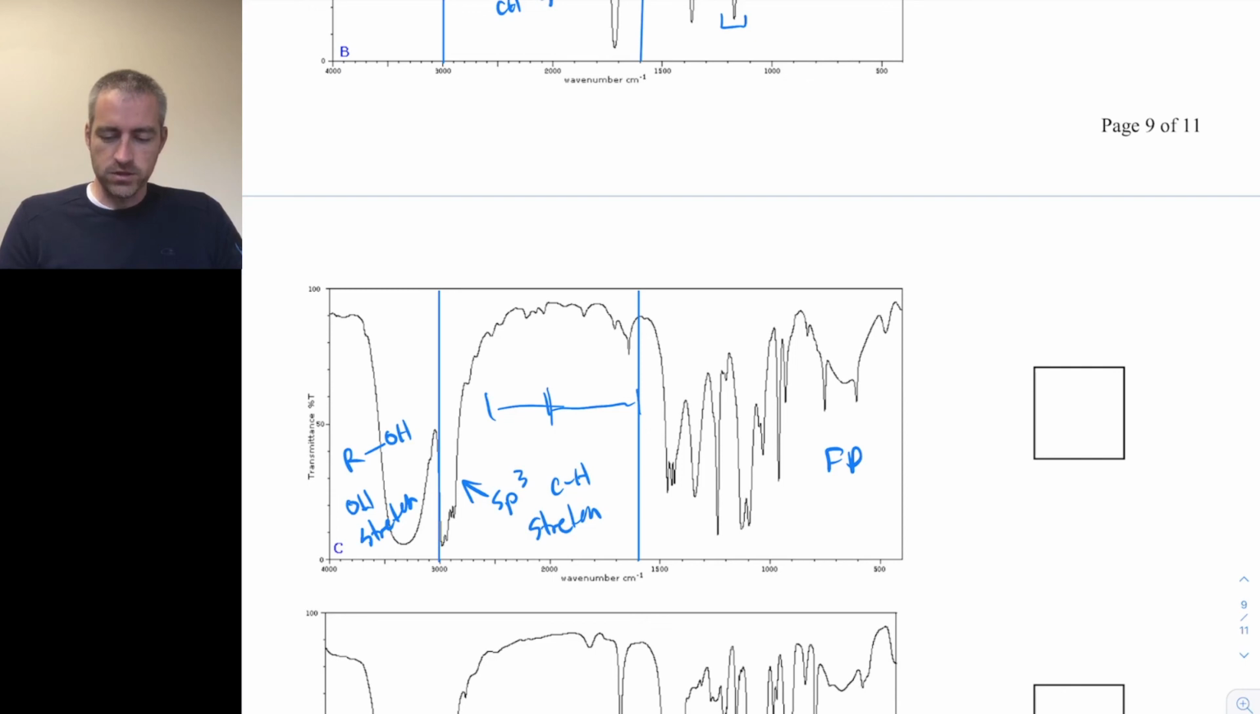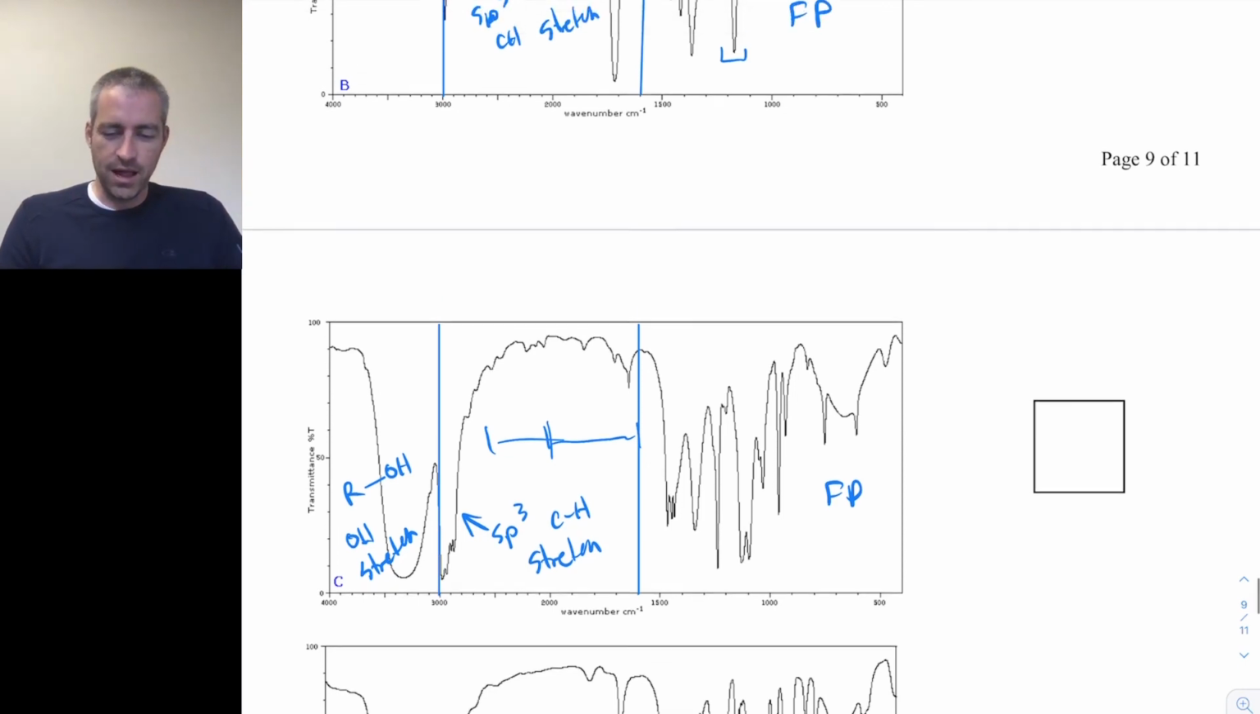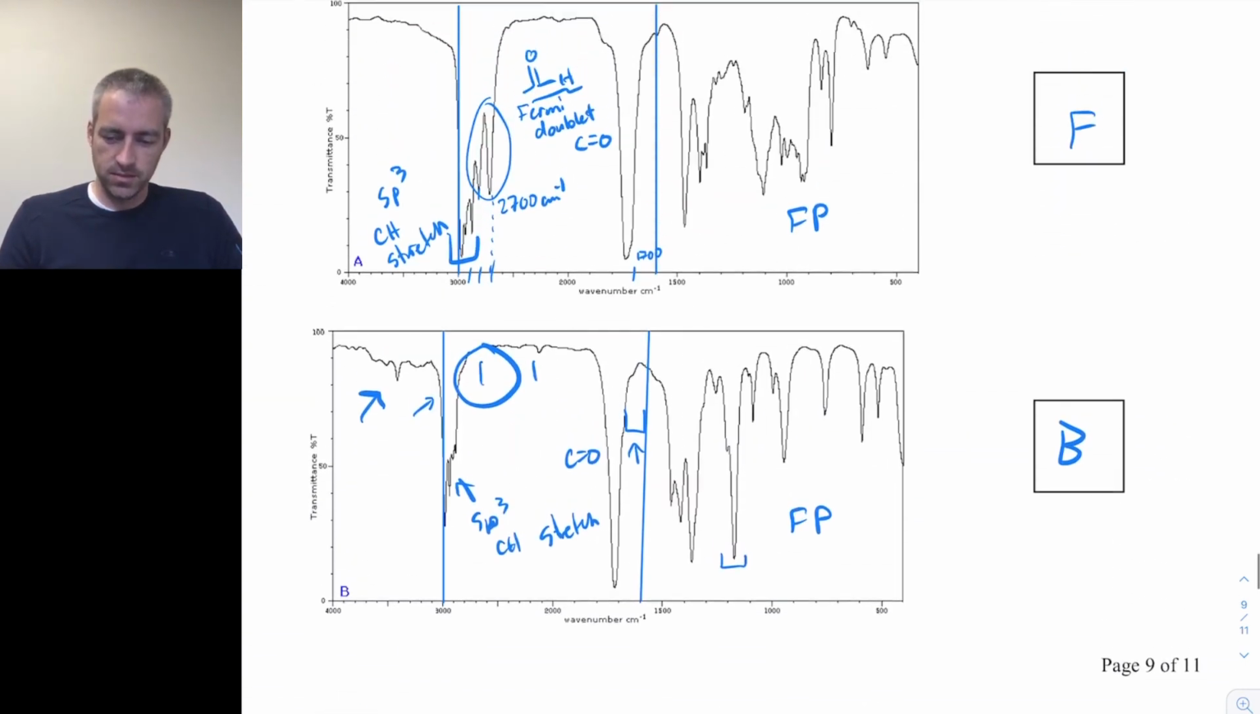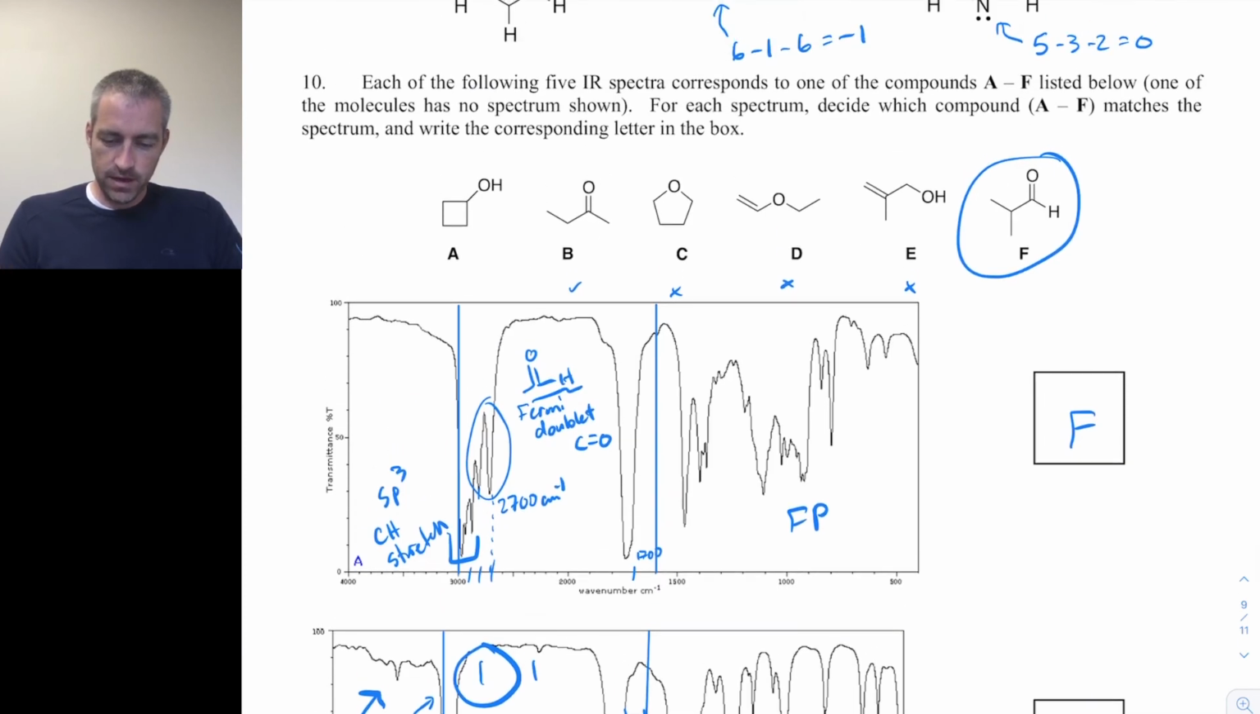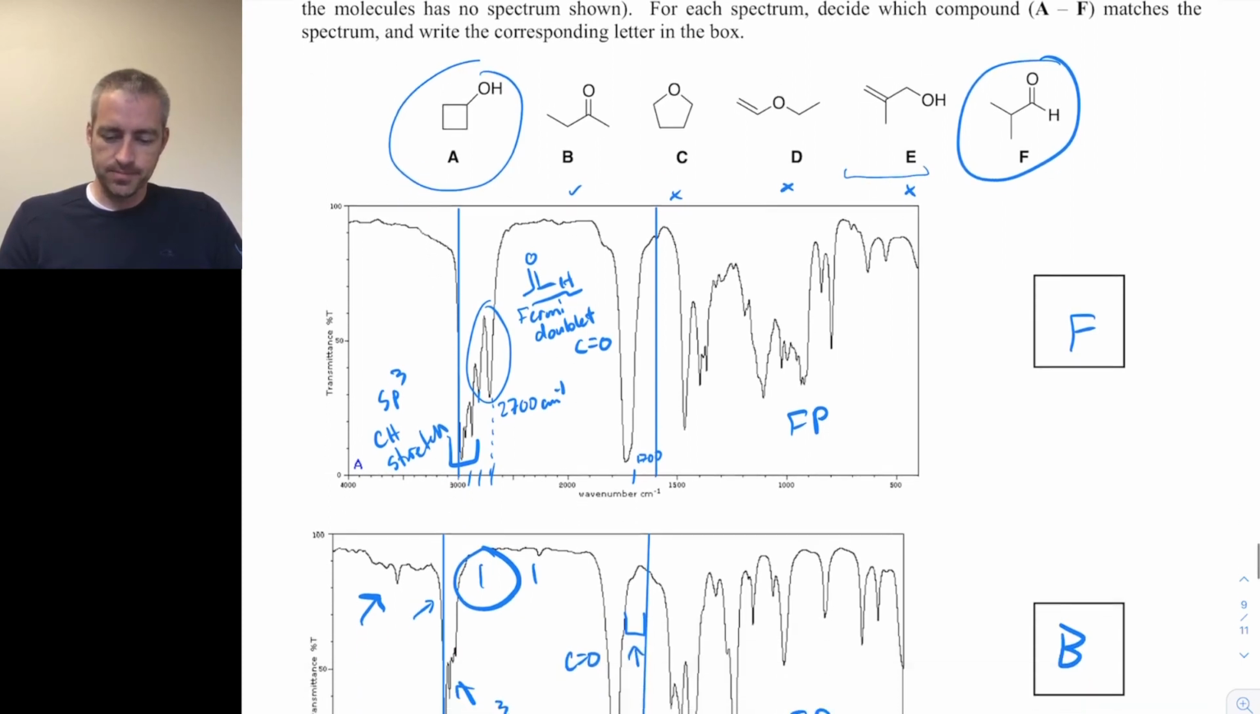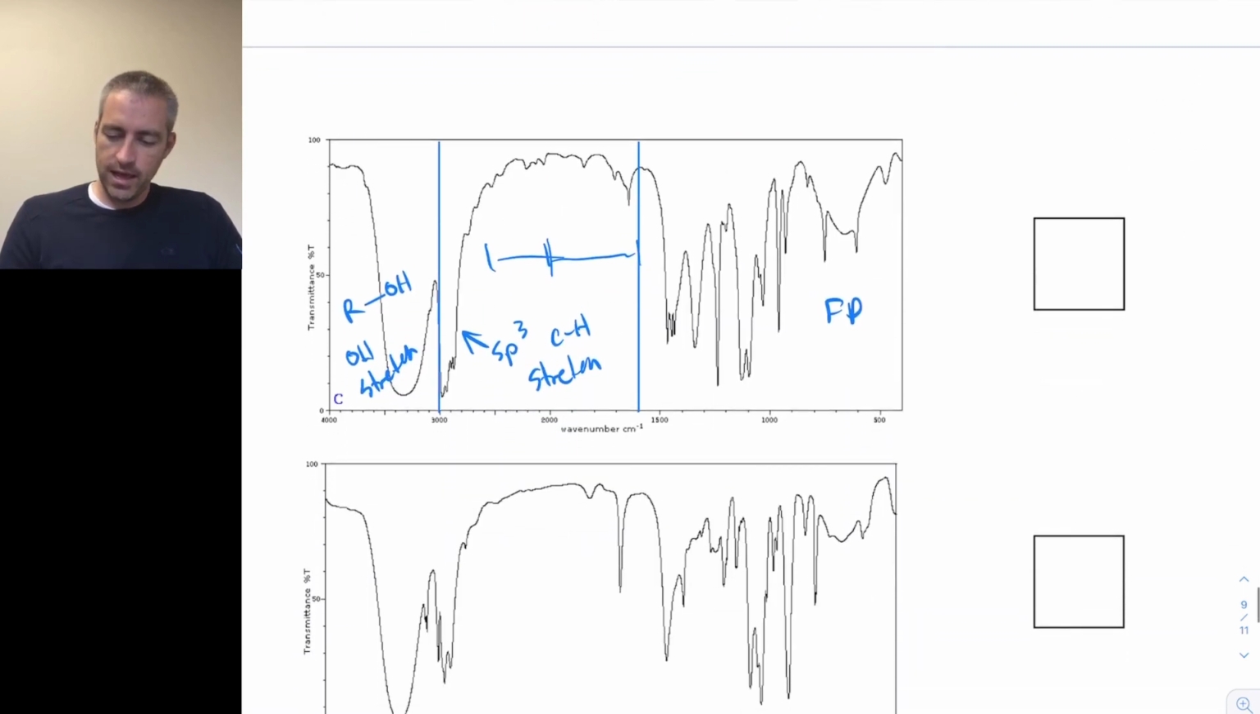And an alcohol. This looks like a simple aliphatic alcohol, a simple alcohol with all single bonds. If I was to pick, I would probably go with A, because the only other alcohol is E, which has a carbon-carbon double bond, and we don't see any sign of that double bond. So let's call this one A.